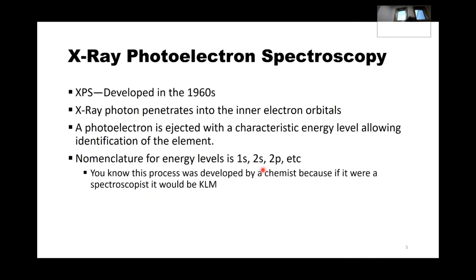X-ray photoelectron spectroscopy, otherwise known as XPS, was developed in the 60s. An amazing decade, the 60s, because I think that's also the decade of the first commercially available scanning electron microscope. And so X-ray photoelectron spectroscopy, I'll actually read the text. An X-ray photon penetrates into the inner electron orbitals. You eject a photoelectron, and it has a characteristic energy level.